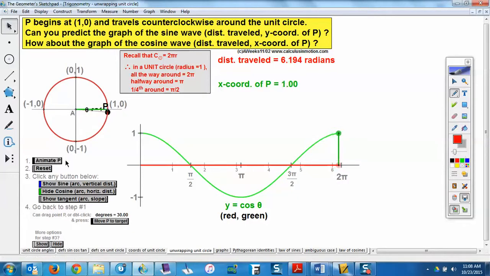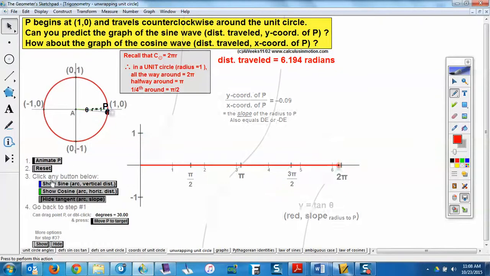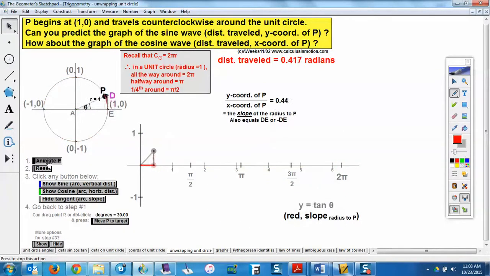Okay, so it's a neat way to see the connection between the unit circle values, and then if you graph them on an xy, not an xy, this would be a theta, and then the function value up here, right? Theta would be on your x-axis. Okay, and then of course the tangent graphs are a little harder to see.